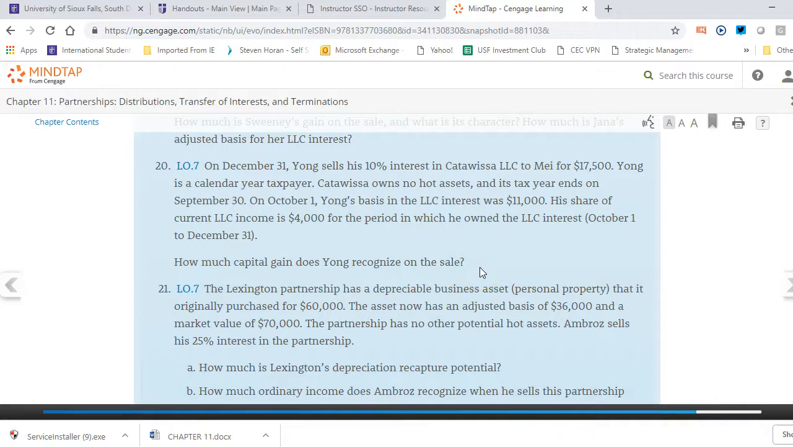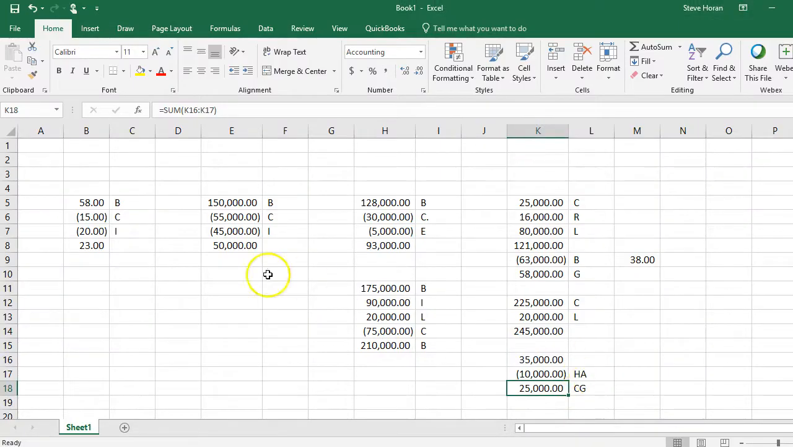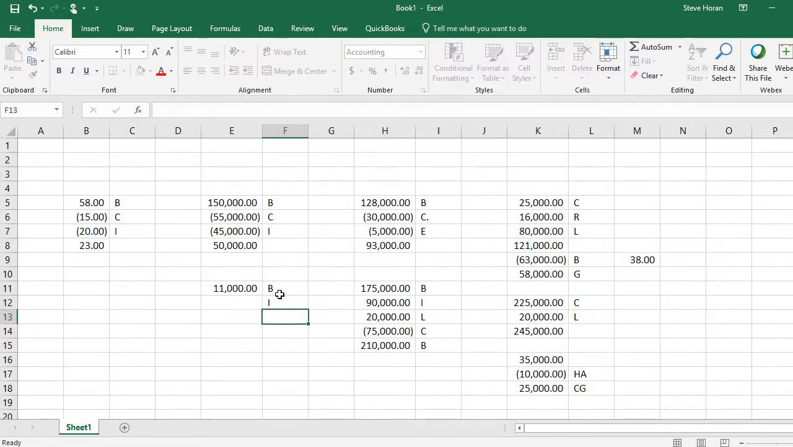This one's actually really straightforward for the most part. The selling price was $17,500. The basis was 11. However, he also received income of 4. So it's really pretty simple. Basis of 11, income of 4, so the new basis is simply 15.